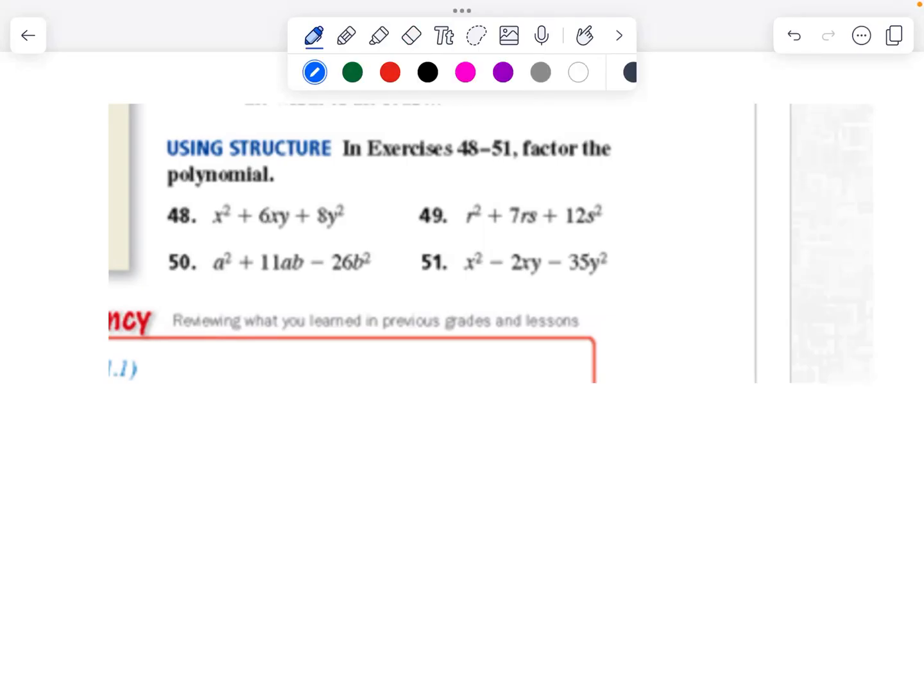Today we're looking at a couple of examples of factoring polynomials with two variables. So our first question is 48x squared plus 6xy plus 8y squared.